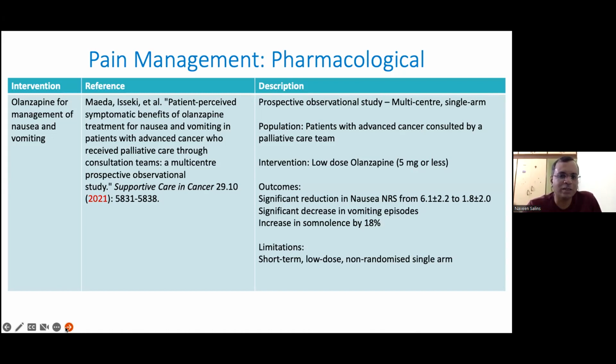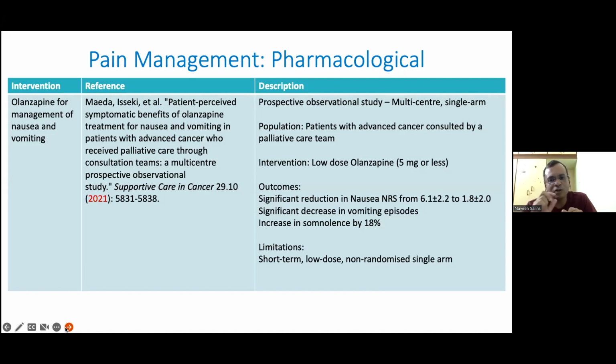And the third part, I am going to describe a few key findings from the paper, which also includes the methodology, the intervention, and the population. So let's look at olanzapine. Olanzapine is predominantly used in refractory nausea and vomiting. And there was a prospective observational study. The good thing about this paper was it was multi-center. That means in many centers where palliative care services were offered, this study was conducted.